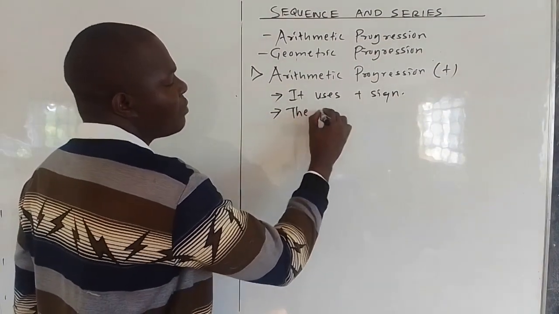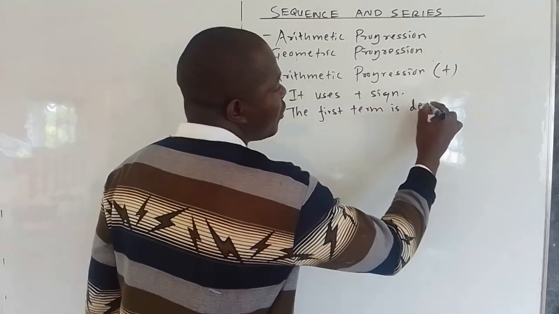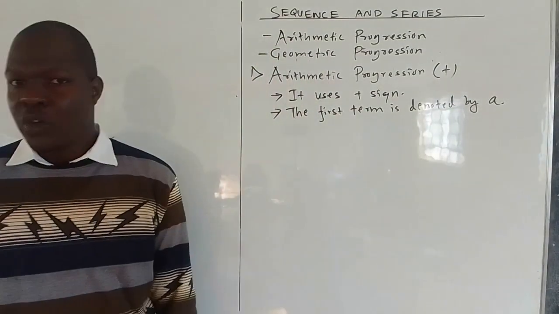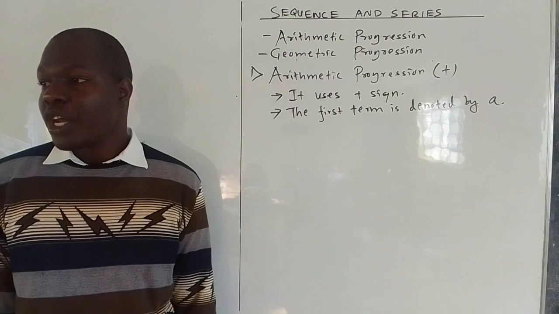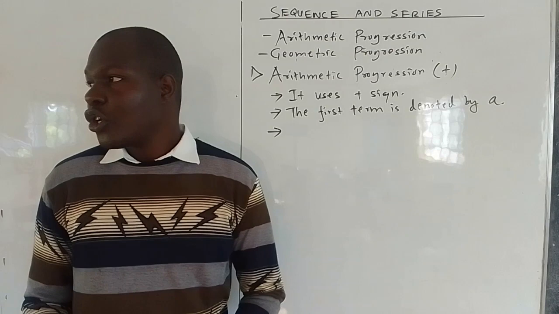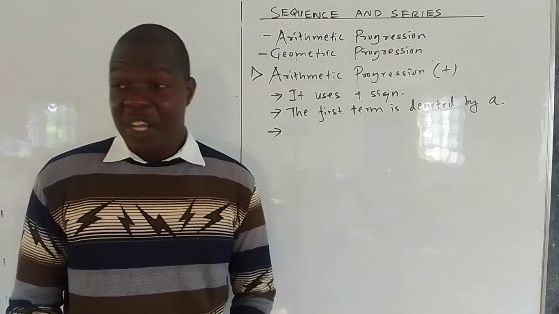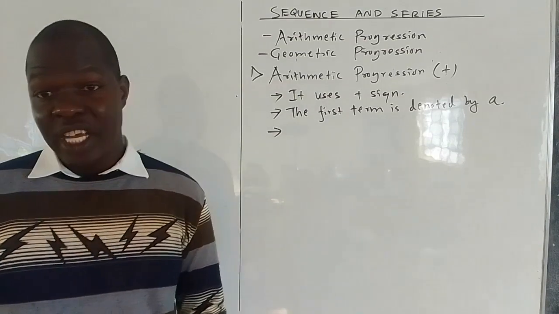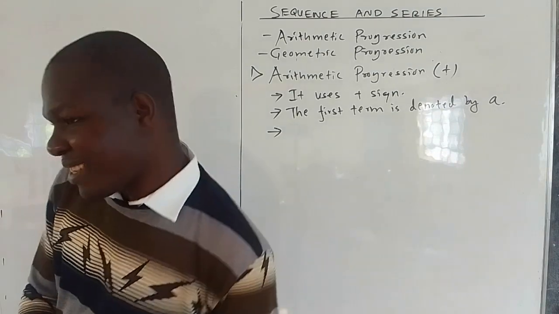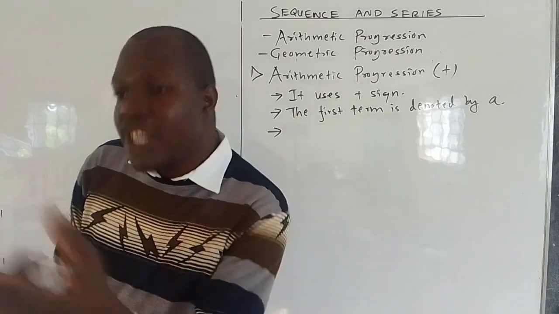The first term is denoted by A. So the first term is denoted by A. Then the next thing you will need to know about arithmetic series or progression: the difference between any two consecutive numbers. Consecutive terms, isn't it? So the difference between any two consecutive terms is always denoted by D, isn't it?